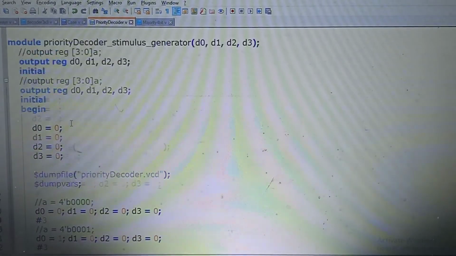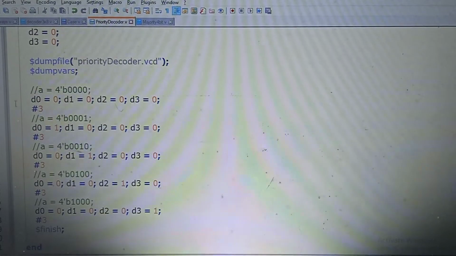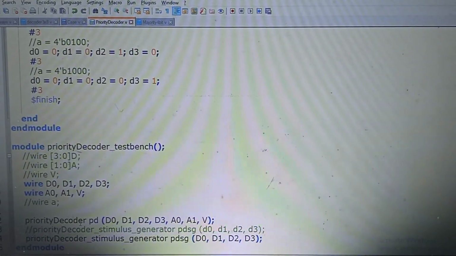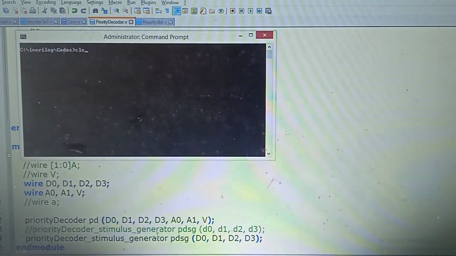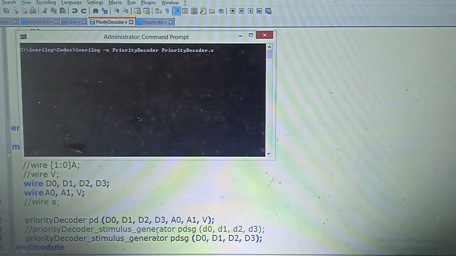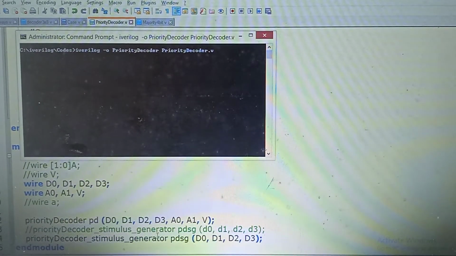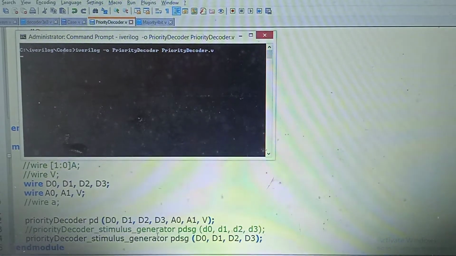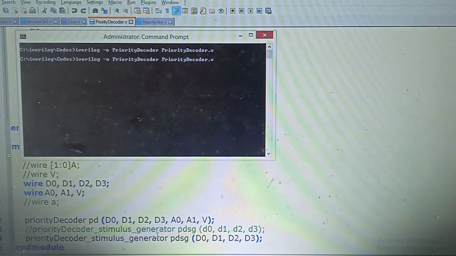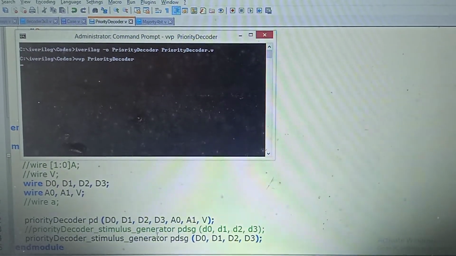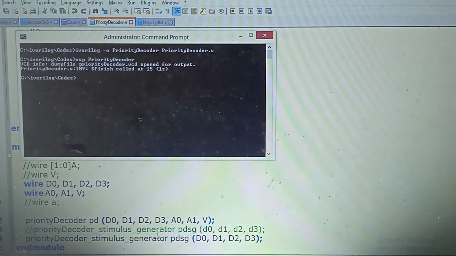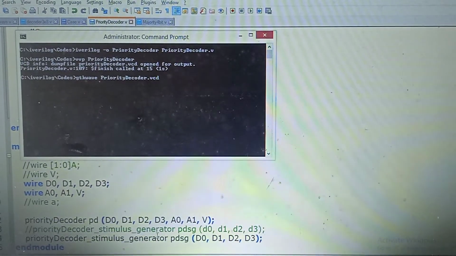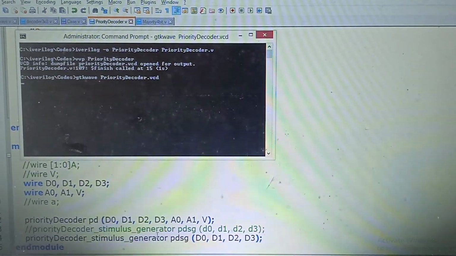Then here's my stimulus generator or truth table. Then my test bench. So I'll try to run it. Since we didn't have an error, we'll proceed to our VVP, then our dump file. So we can now run our GTKWave for our digital signal output.